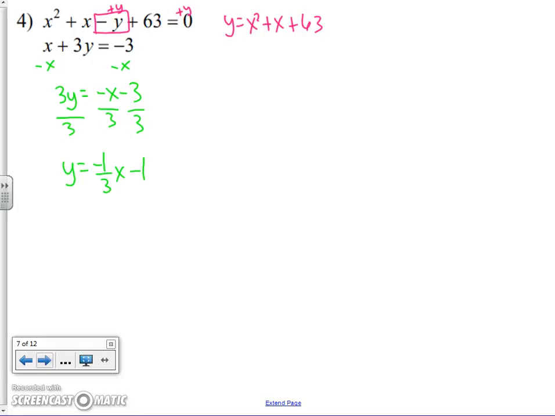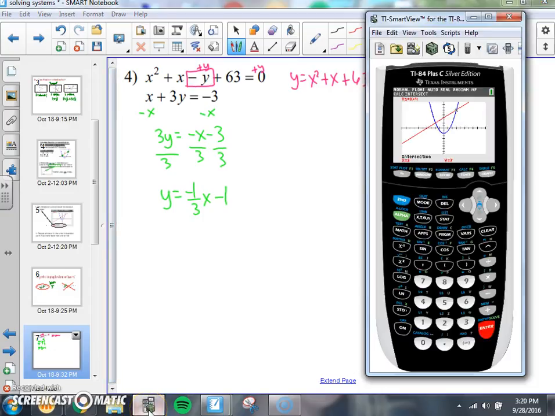So since I have now isolated my two functions, I am going to graph them. So here we go, my calculator, y equals. This is now going to be x squared plus x plus 63. And our second equation is going to be negative 1 divided by 3. We're going to multiply that by an x, and then we're going to subtract 1. I'm going to push my graph, wait for it to show me.